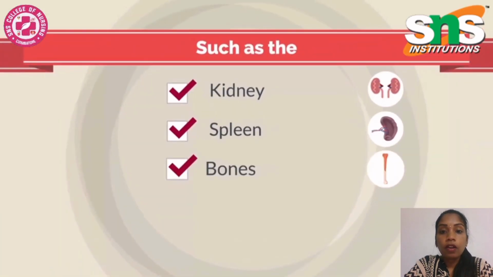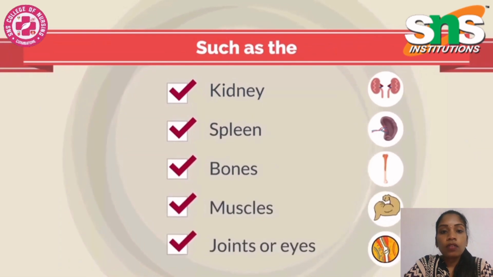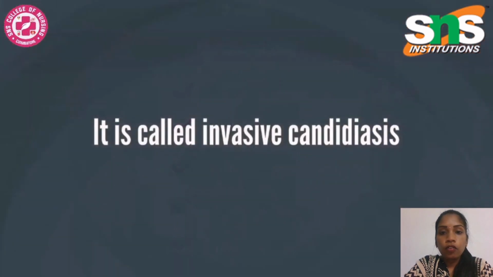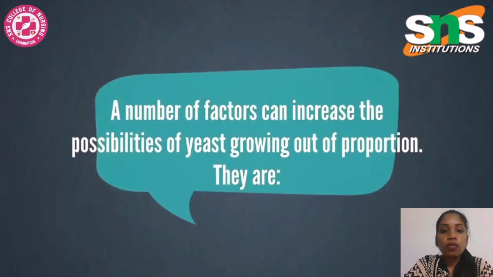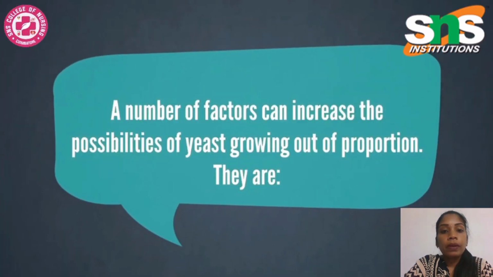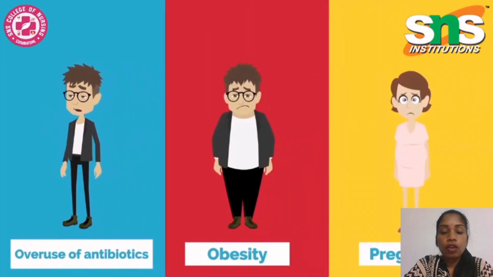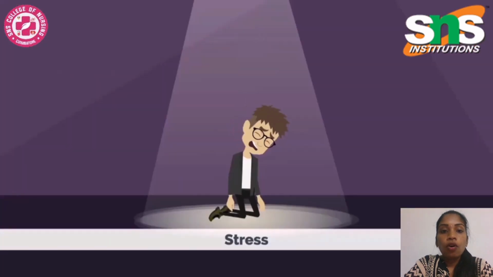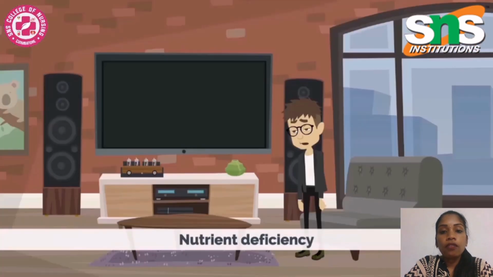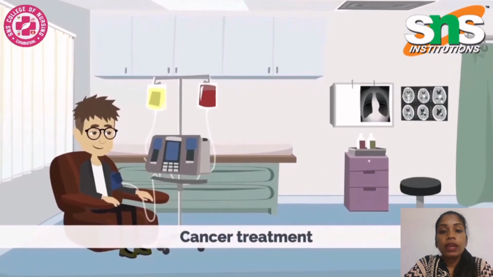A number of factors can increase the possibility of yeast growing out of proportion: overuse of antibiotics, pregnancy, stress, diabetes, nutrition deficiency, cancers and their treatment, HIV or AIDS, hormone replacement therapy, infertility treatment, or lack of sleep may also cause candidiasis.